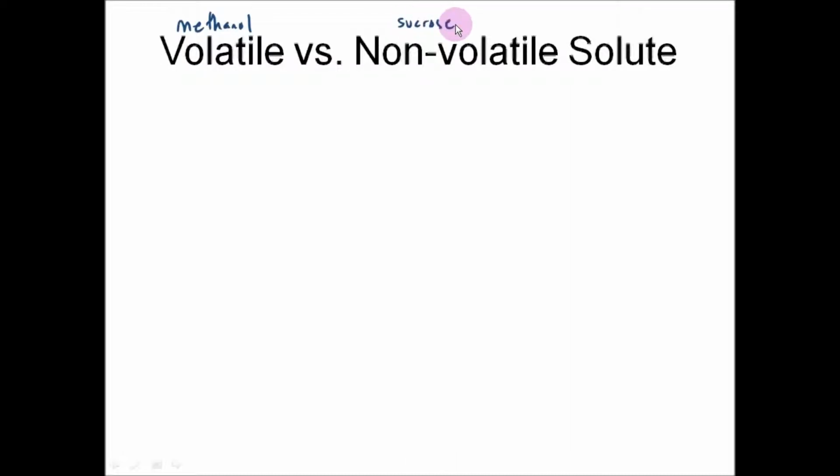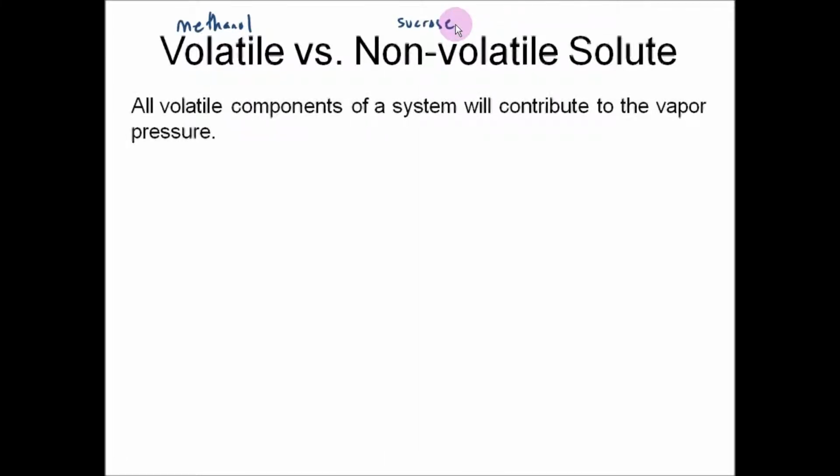All right, one of these will give off vapor molecules to the vapor pressure. One of these won't. All right, so how does this impact the vapor pressure of the solution? Well, only the volatile components of a system will contribute to the vapor pressure. So when we calculate the vapor pressure of the solution, we only have to worry about the volatile components. And we're going to sum those together. We're going to sum up all the volatile components' vapor pressures.